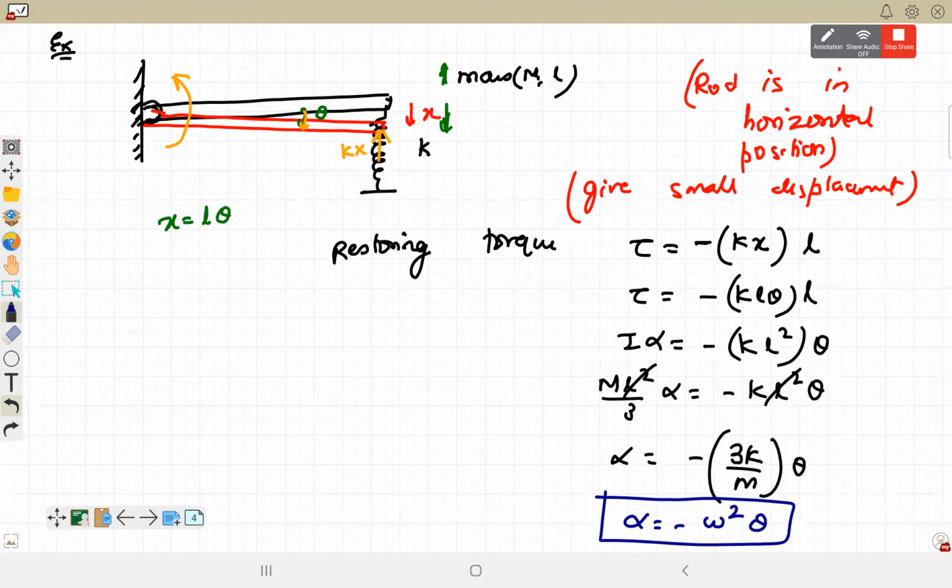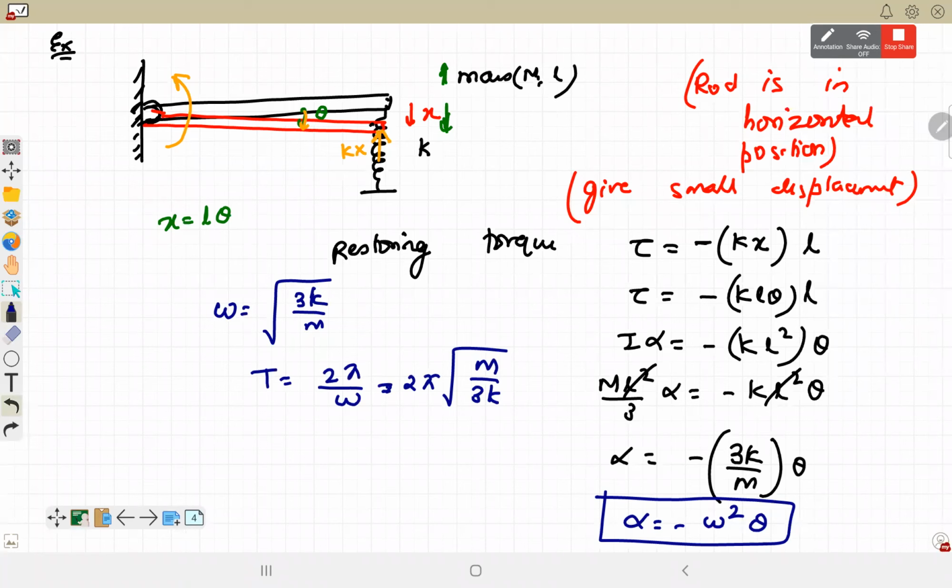Omega is root 3k by m. So again we got omega. From omega we can find out the time period. Time period is 2 pi by omega. That's 2 pi root m by 3k. You understood this? Because of the spring.